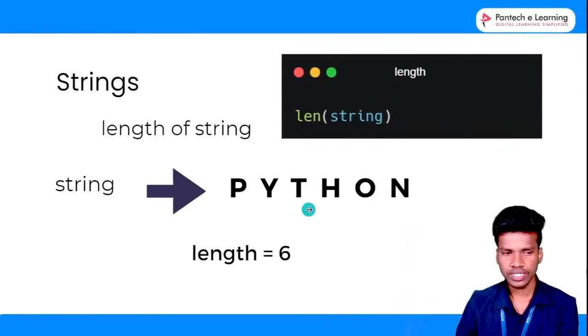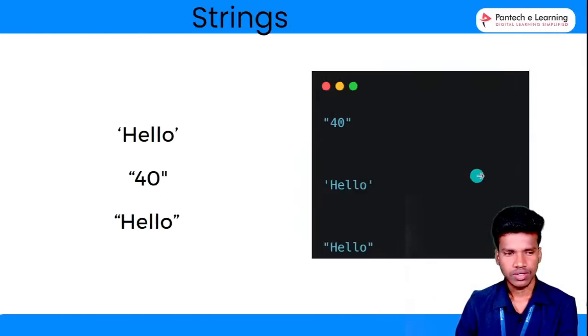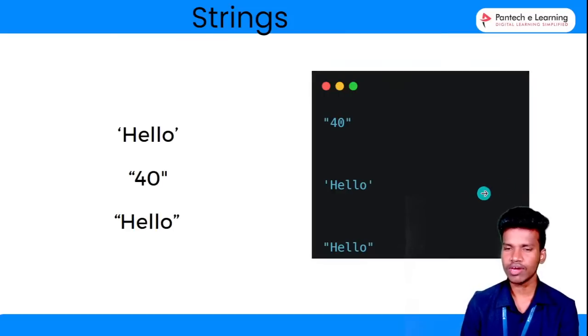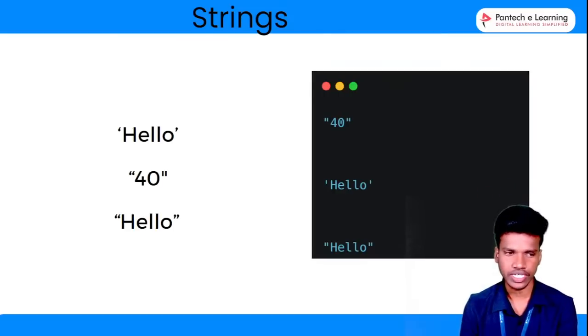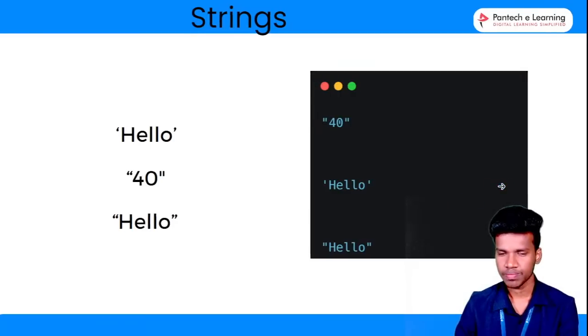So next one is a string of numbers. Numbers also enclosed with a quotation are called a string. Okay.